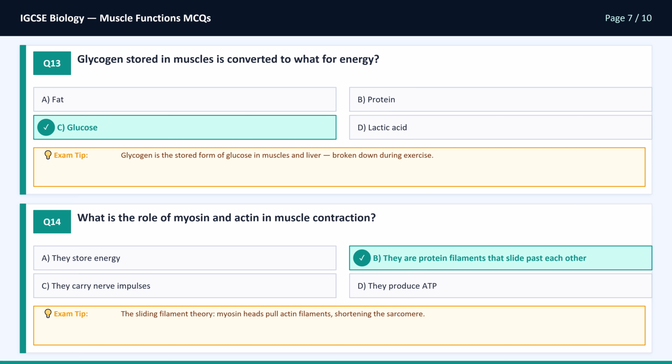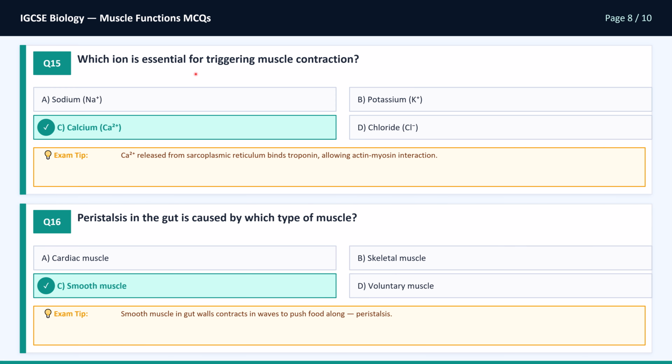sarcomere. Question 15. Which ion is essential for triggering muscle contraction? Option A, sodium. Option B, potassium. Option C, calcium. Option D, chloride. The correct option is option C, calcium. Exam tip: calcium release from the sarcoplasmic reticulum binds troponin, allowing actin-myosin interaction.